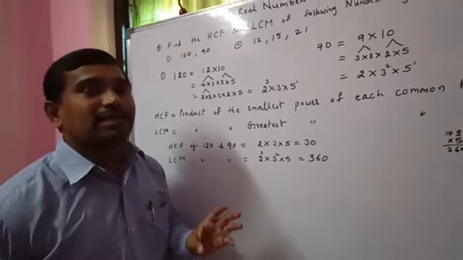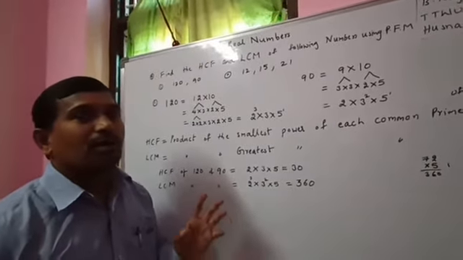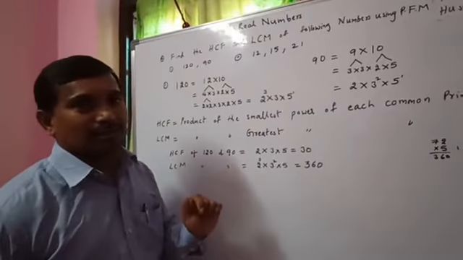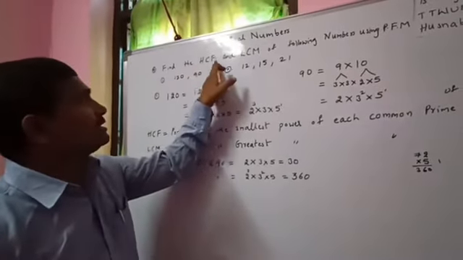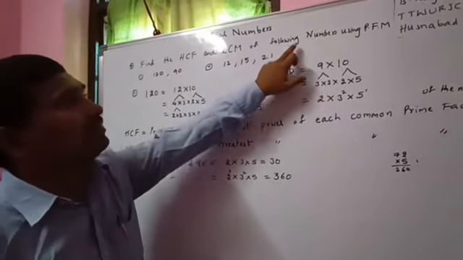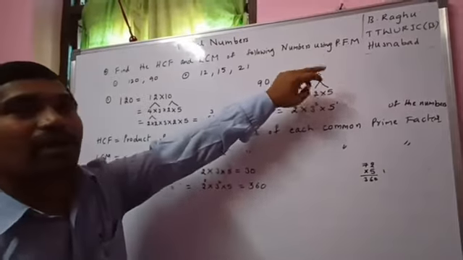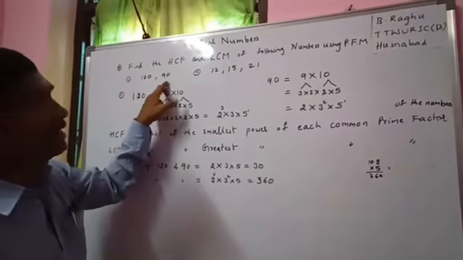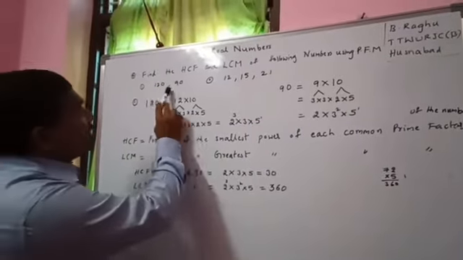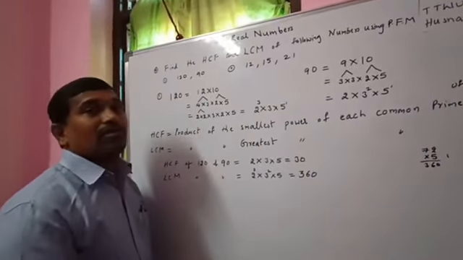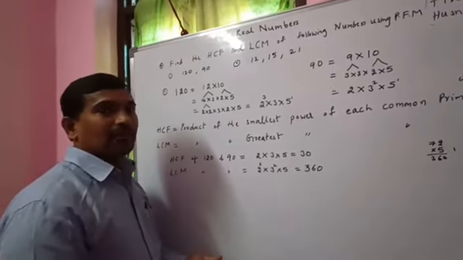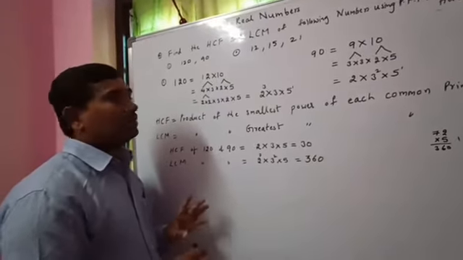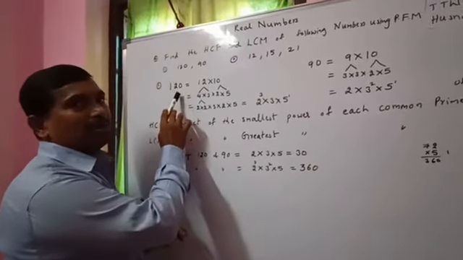Problems finding HCF, LCM of 2 or 3 numbers or more numbers using prime factorization. Find the HCF and LCM of the following numbers using the prime factorization method. Let us say 120 and 90. So 120, 90 are 2 numbers. So we have to find HCF and LCM using the prime factorization method. First let us do prime factorization of 120.